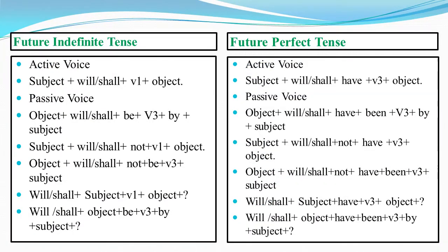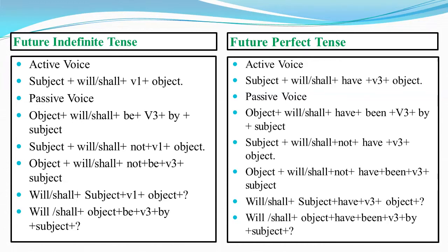In active voice we will write subject first, then will or shall, then first form of verb, and then object. But in passive voice we will write object first, then will or shall, then we will add be here, and then third form of verb, and then by, and after that subject.